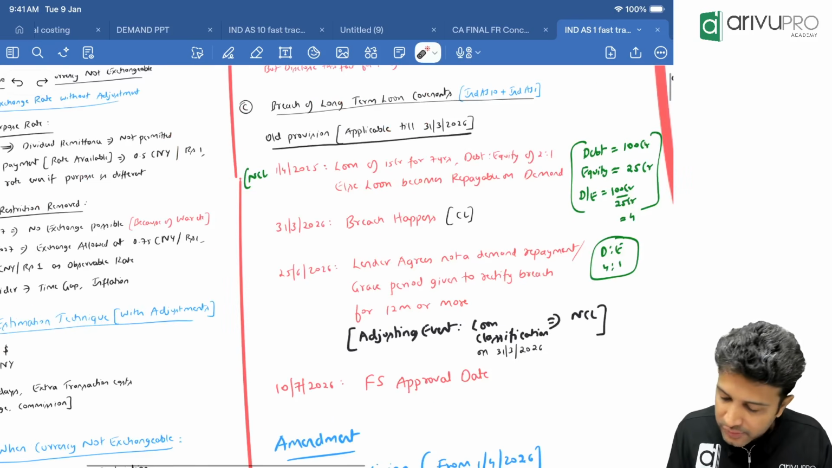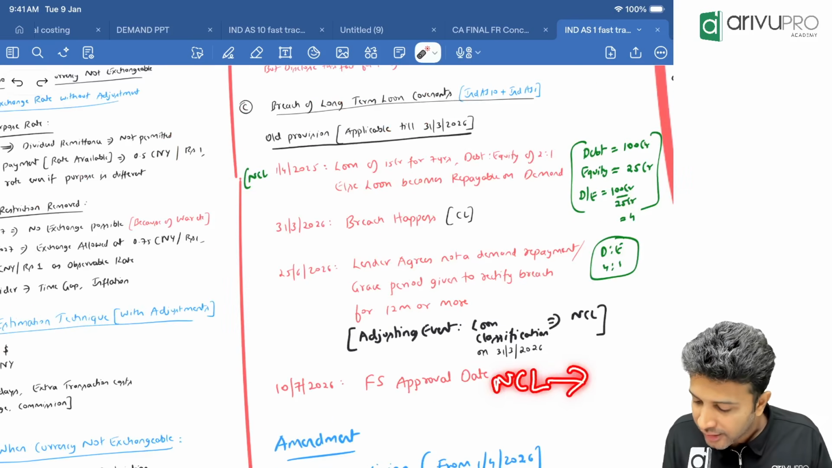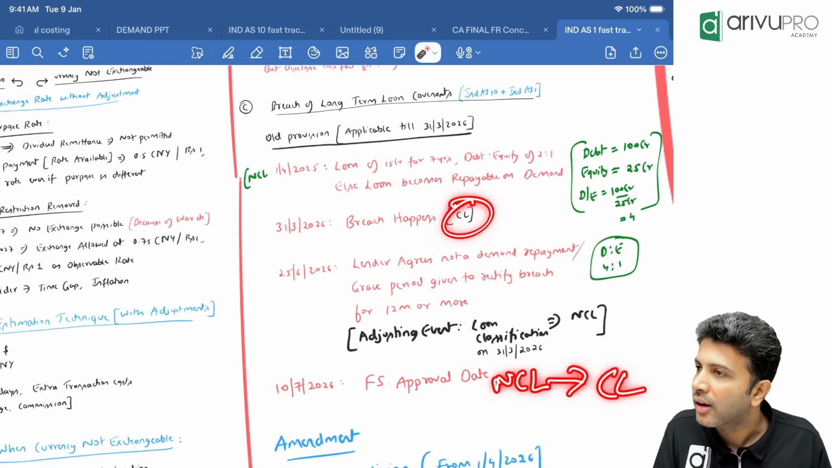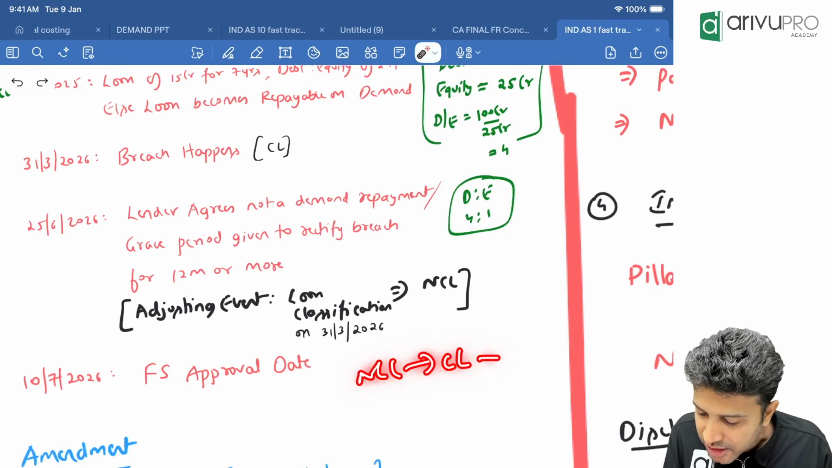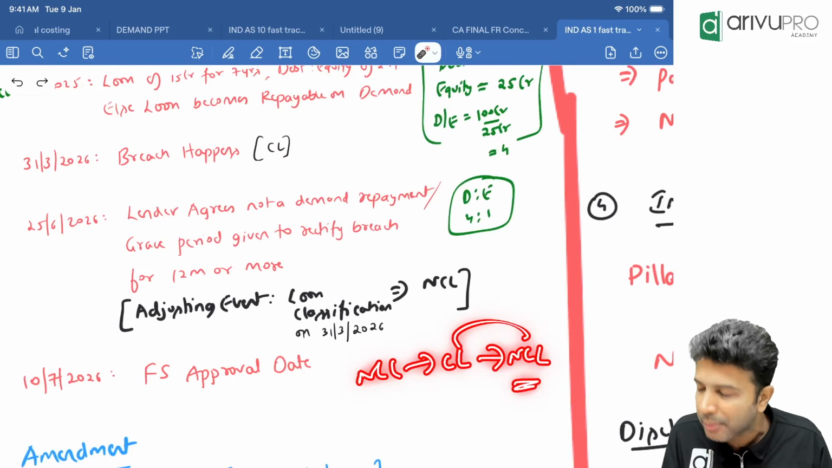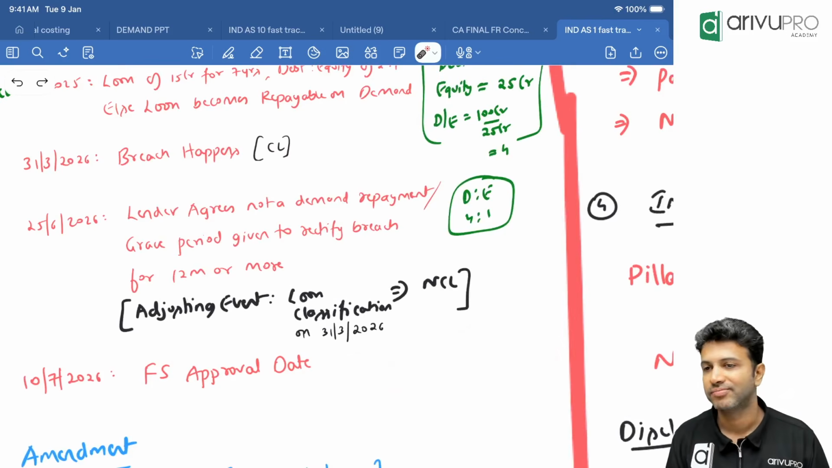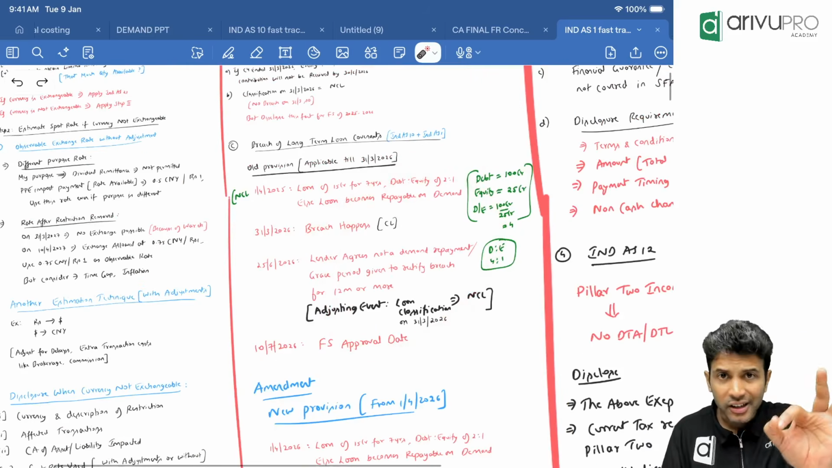Initially, the loan's classification was non-current liability. Then you classified it from non-current liability to current liability. Now, it is treated as an adjusting event, which means you again change the classification from current liability to non-current liability. That was the previous provision. That means ultimately, what is the answer?